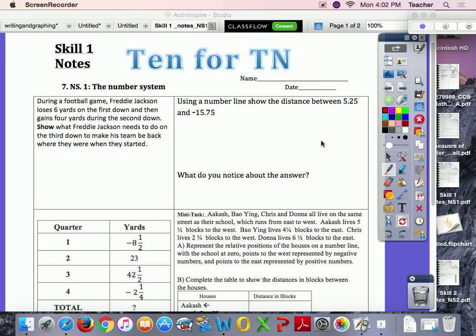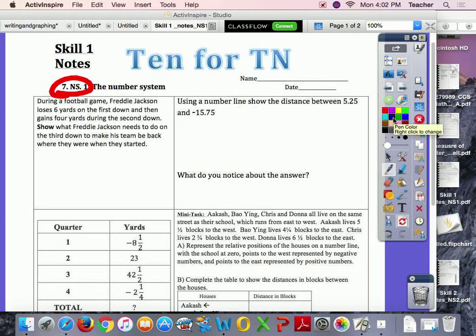All right, so we're going to start with our first skill, which is NS1. NS1 is talking about adding and subtracting rational numbers, but most of the time we're going to be talking about them in real life situations. So the first problem, we have during a football game, Freddie Jackson loses 6 yards on the first down and then gains 4 yards during the second down.